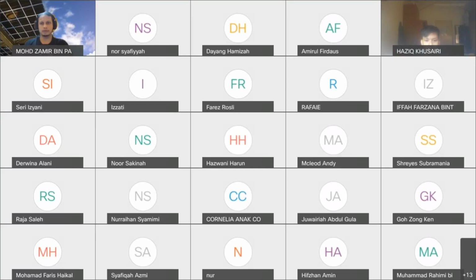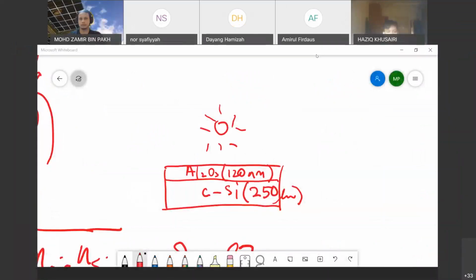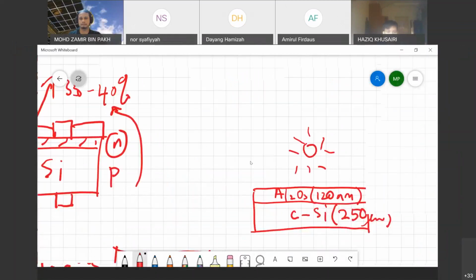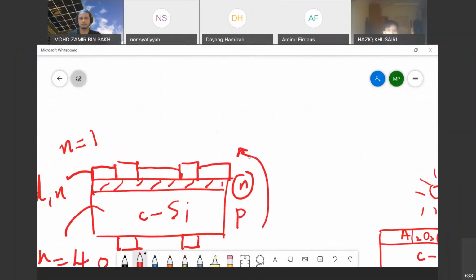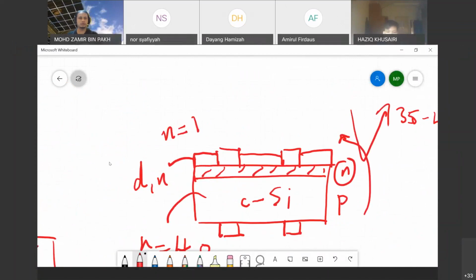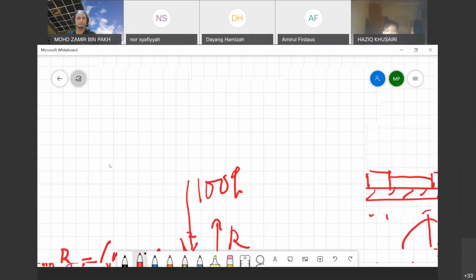Okay, can you see the whiteboard yang sudah diconteng sebelum ni? Nampak? Can you see the whiteboard? All right, good. So let me show you. Okay.